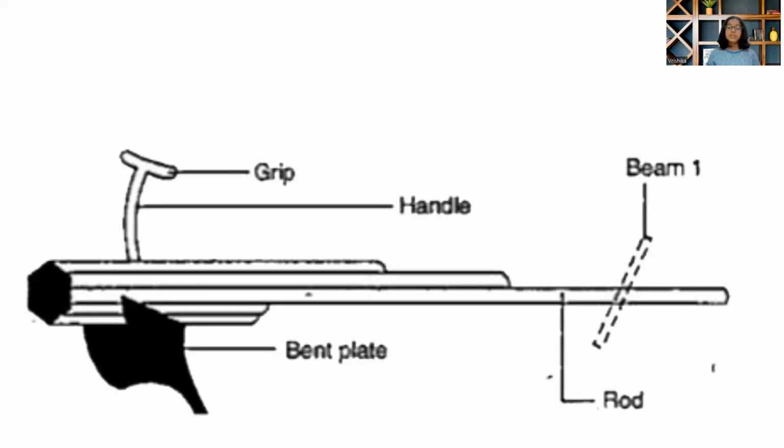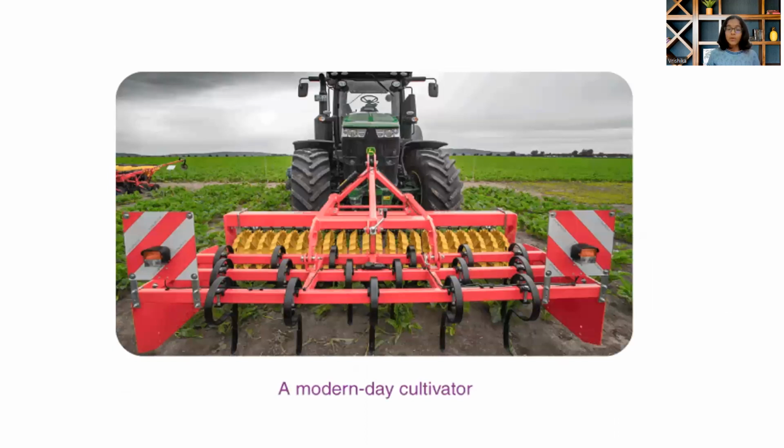The next one is a hoe. A hoe helps in loosening the soil and removing the weeds from the crops. The parts of a hoe are grip, handle, beam, bend plate, and rod. Nowadays, cultivators are used instead of the ancient tools. This helps in plowing the field easily. This saves labor and time too.